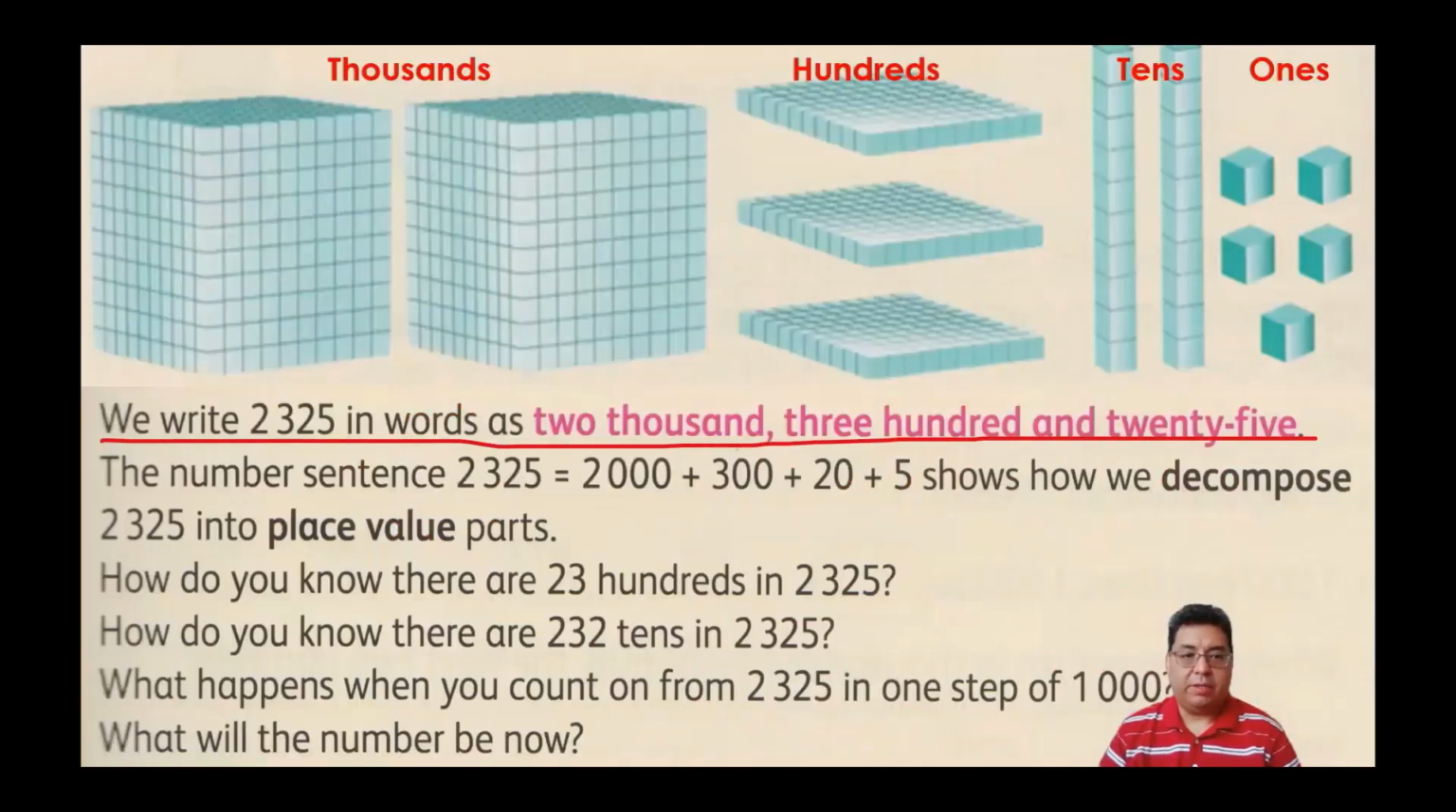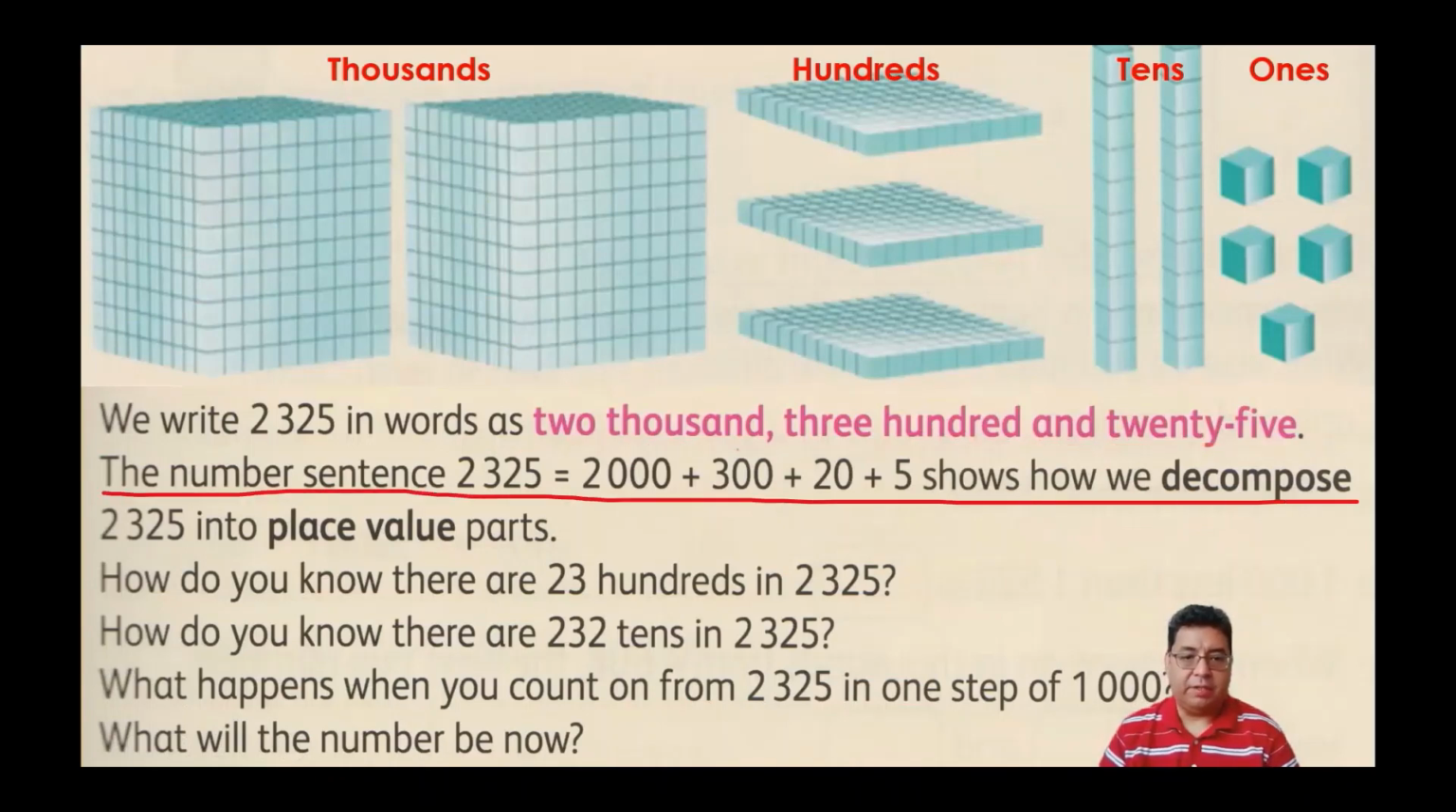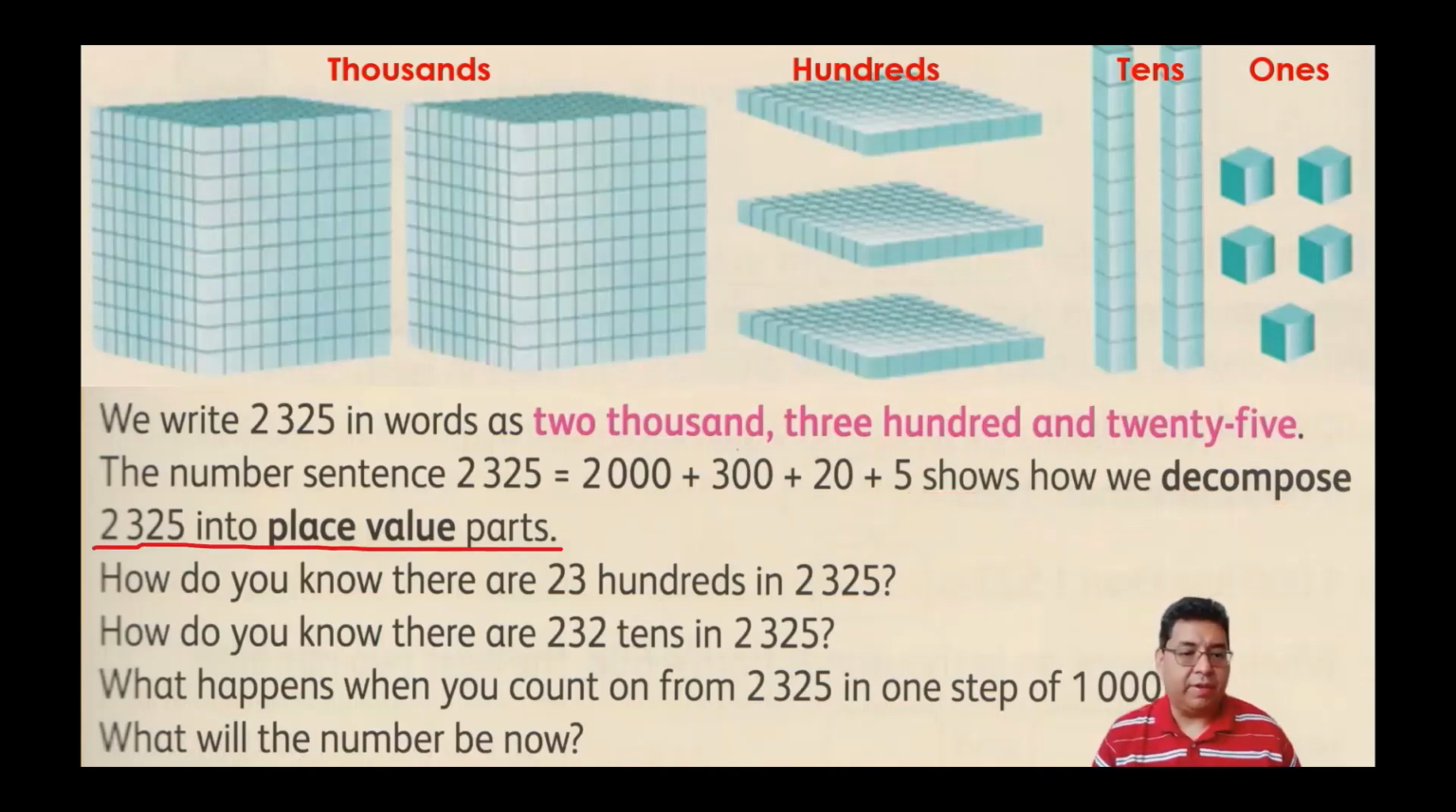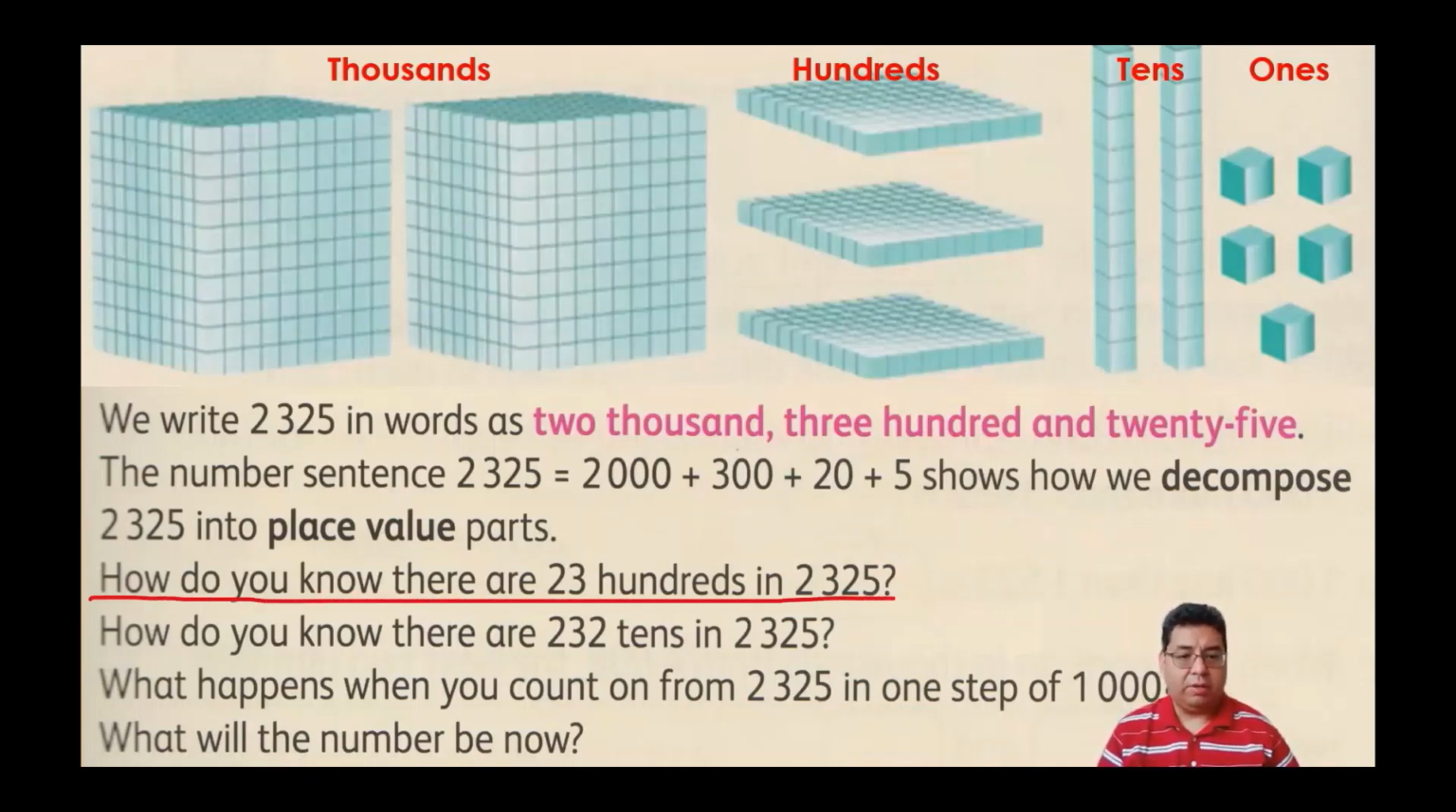We write 2,325 in words as I've underlined here. So that's what it looks like in words. The number sentence 2,325 looks like this: 2,000 plus 300 plus 20 plus 5. It shows how we decompose 2,325 into place value charts. So again, we're just partitioning it out. Okay, that's the new word here. So the first question is, how do we know there are 2,300s in 2,325?